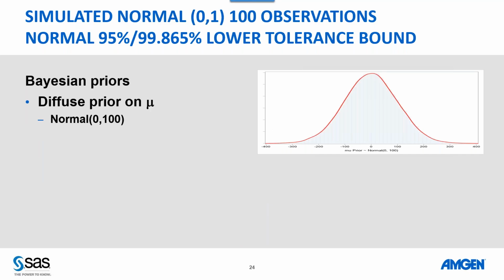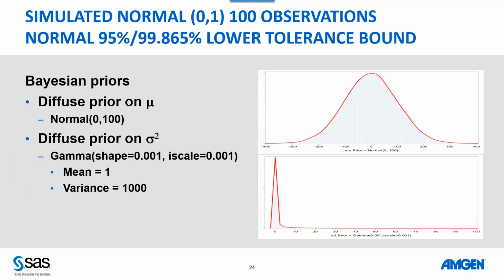Well, we're going to put a diffuse prior on mu, and we're going to use a normal with a standard deviation of 100, and that's what it looks like. So it's centered around 0 and it's flat. Can be any number there. And for the variance, we're going to use a gamma here with the shape and inverse scale. It has a mean of 1 and a very large variance.